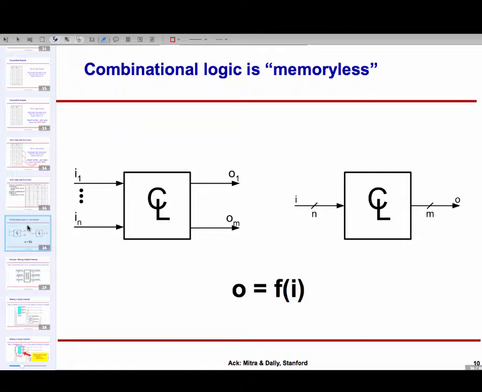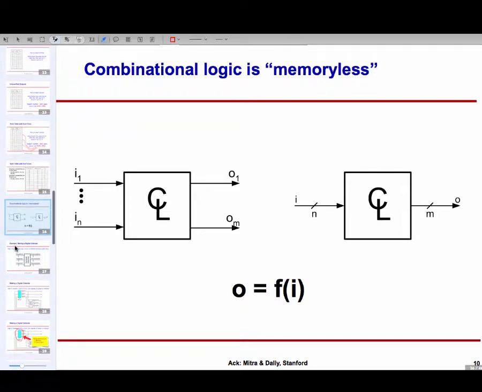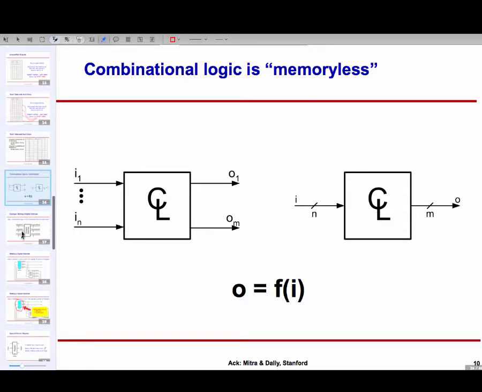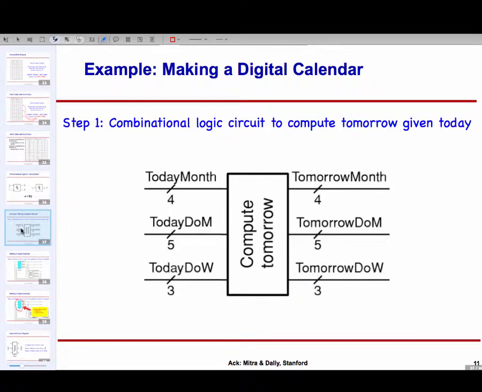Mathematically, this combinational logic corresponds to some function f, which takes I, this n-bit input, and produces O, the m-bit output. It has the property that if I change I, then O changes immediately or almost immediately. Real circuits will have some delay, but the idea is that O depends only on the current value of I and not on some previous history at all. So there is no memory in the system. Literally, it is a pure mathematical function, and it could be an arbitrary mathematical function.